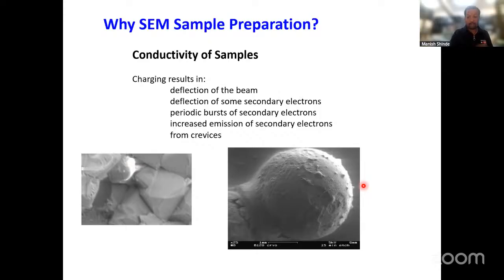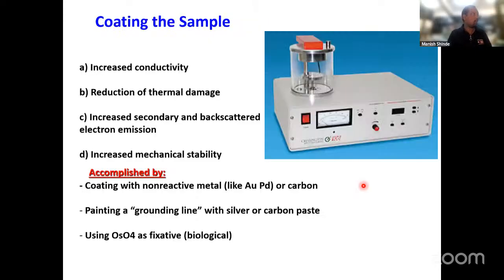sample. Now that grounding is done in different ways. One of them is coating the sample with some conducting layer, a very thin conducting layer, maybe 1 nanometer, 2 nanometer thin. If you put it on your sample, then it will get a grounding path and the electron beam will not stay on the sample. Okay. So that is done by using a sputter coating.